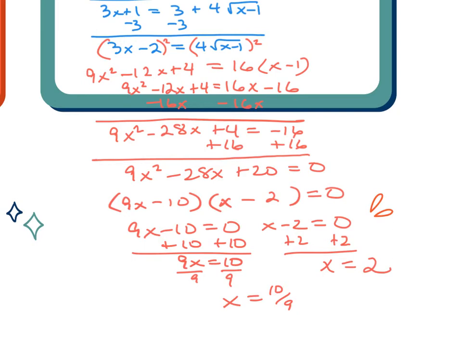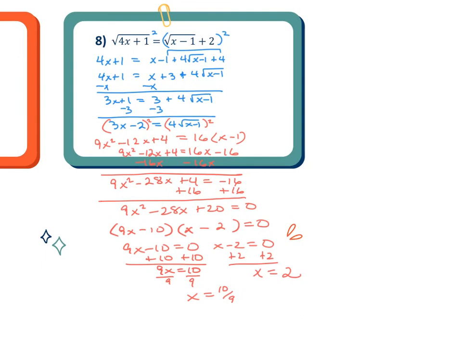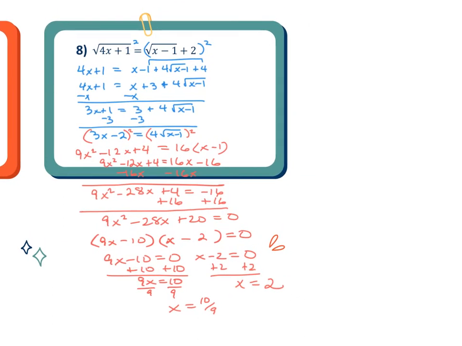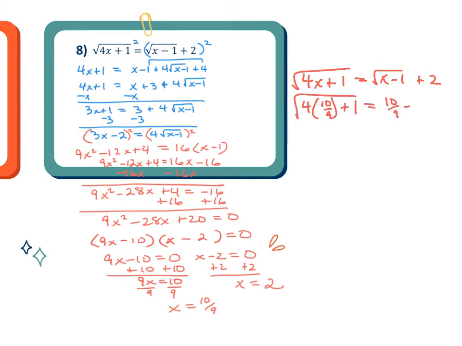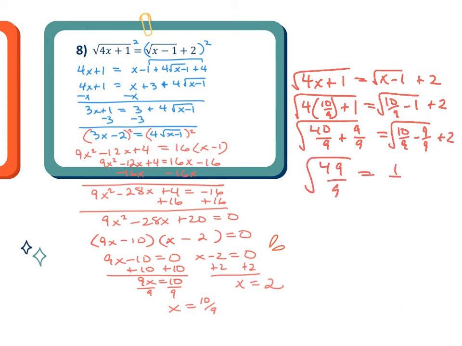We need to check, so we plug them in. So take your original equation, 4x plus 1 equals x minus 1 under the radical plus 2. I'm going to first check the 10 over 9. Multiply, 40 over 9. I'm going to make the whole number 1, 9 over 9. Same thing here. Make this 9 over 9. 49 over 9. This becomes 1 over 9.